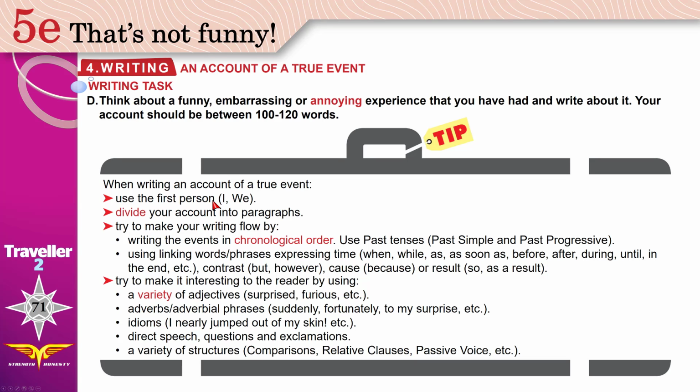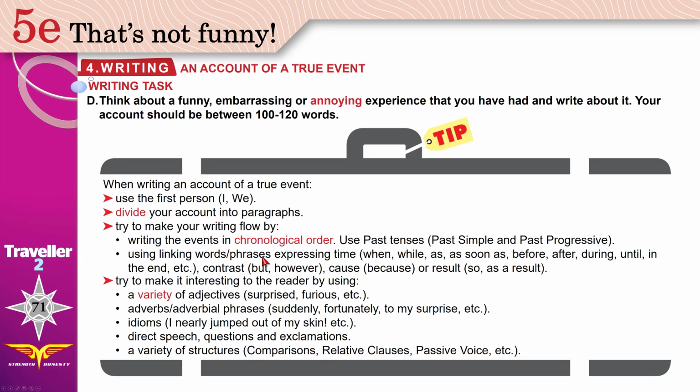What do we mean by that? It means use I or we. Divide, split your writing into paragraphs: introduction, main part, and conclusion. Try to make your writing flow, continue smoothly, by writing the events in chronological order. First things first. Which happened first, you put it first. Use past tenses, past simple and progressive.